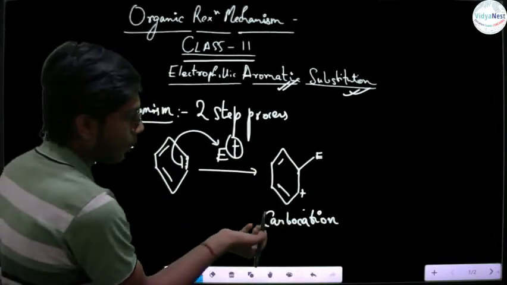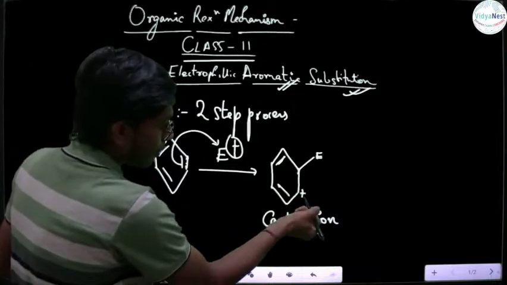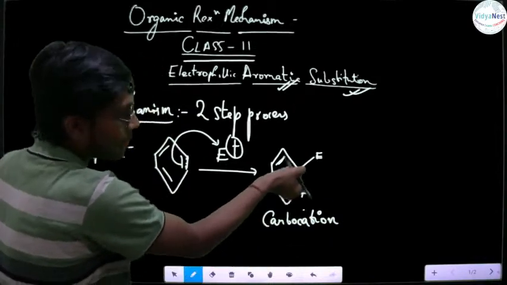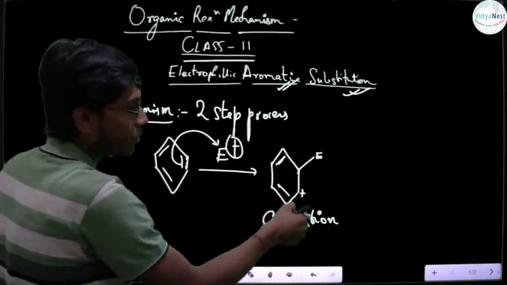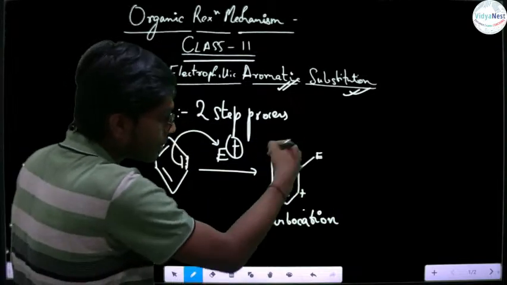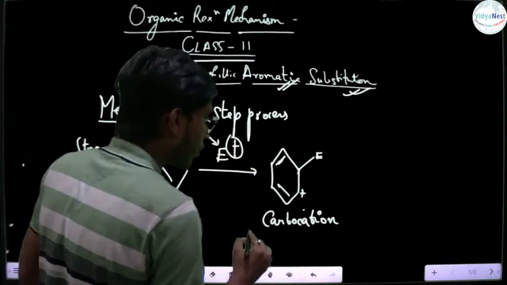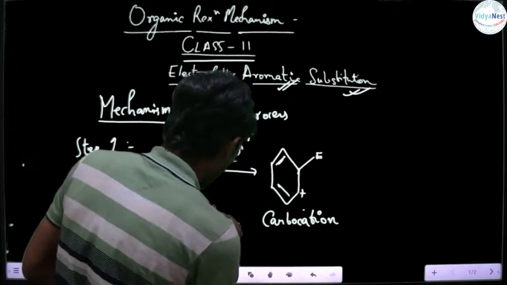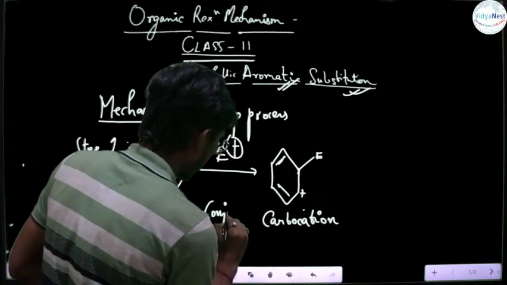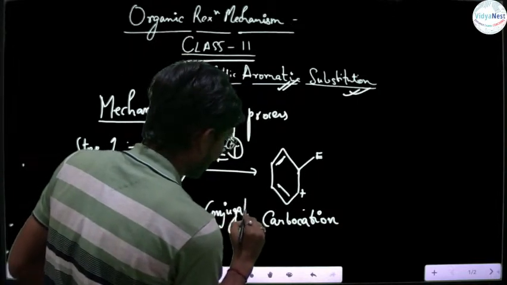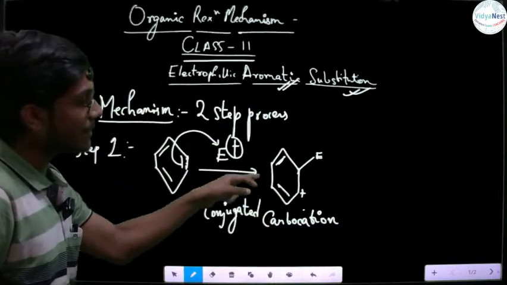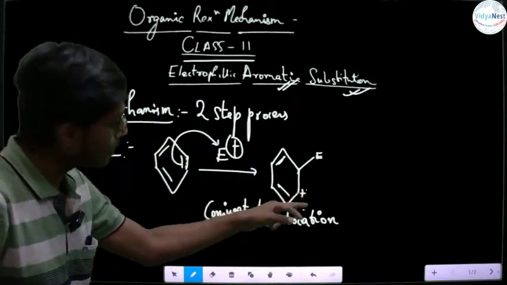As you can observe, we have a charge, sigma, pi conjugation. So this plus charge will be resonating throughout this structure. This resonated carbocation, we can call this a conjugated carbocation, because the system is conjugated: pi, sigma, pi and charge, sigma and charge. So this is entirely in conjugation.